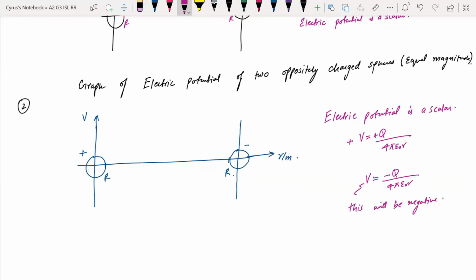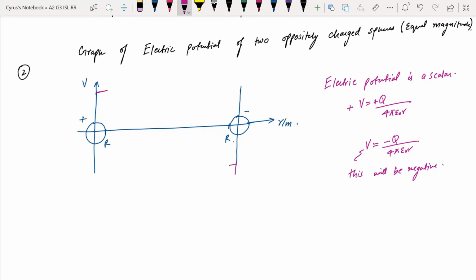So again, till R, it is going to be a constant value for the potential. And here we have again, and then what's going to happen is that it's going to be like this. You see, something of this sort. This is also something of this sort, right? As you can see, it is going to be like this. So this is the graph of electric potential of two oppositely charged spheres.